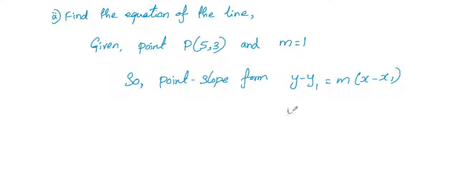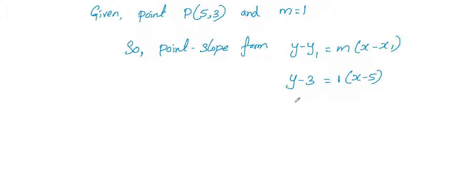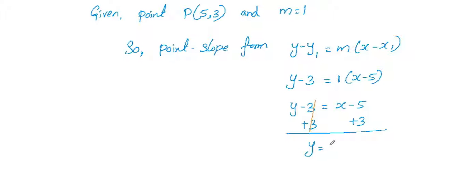Here x1 and y1 are 5,3. So y minus 3 equals 1 into x minus 5. So we'll get y minus 3 equals x minus 5. So just add 3 on both sides. We'll get y is equal to x minus 2. So this is the equation of the given line.